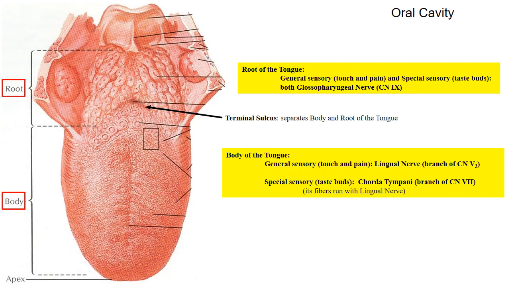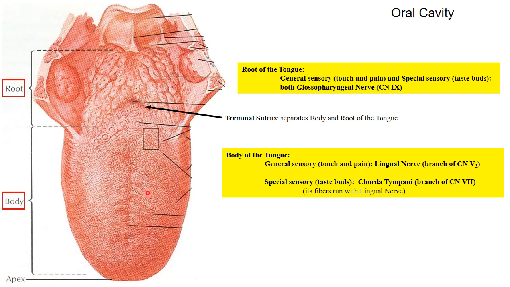Okay, and let's look at the tongue a little bit and talk about its sensory innervation. The root of the tongue, which is that portion of the tongue that resides in the oropharynx behind the fauces, formally is called the root of the tongue, and you can see it's got lingual tonsils all over it. And we already talked about its sensory supply. The sensory innervation of the root of the tongue is going to be cranial nerve 9. And it doesn't matter, general sensory and taste buds, it's all 9.